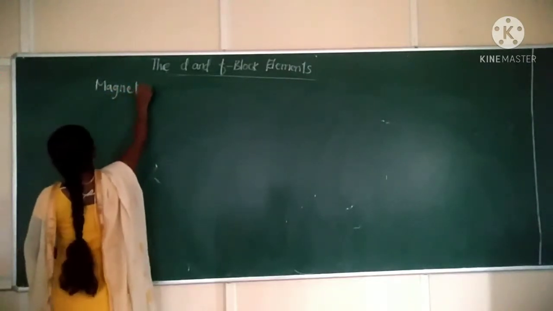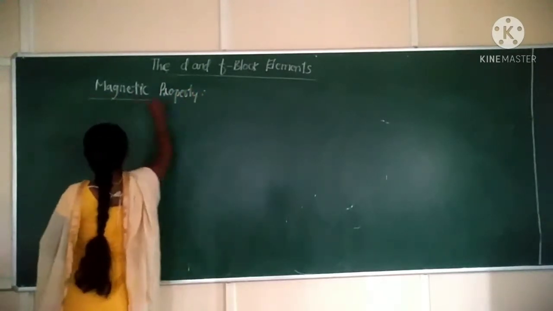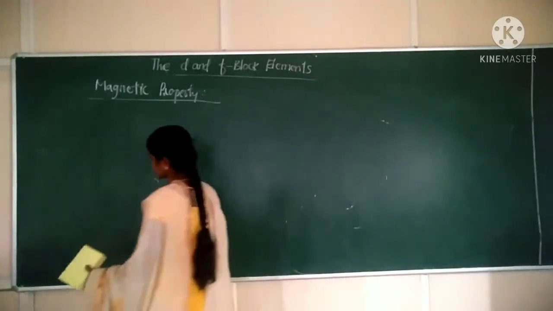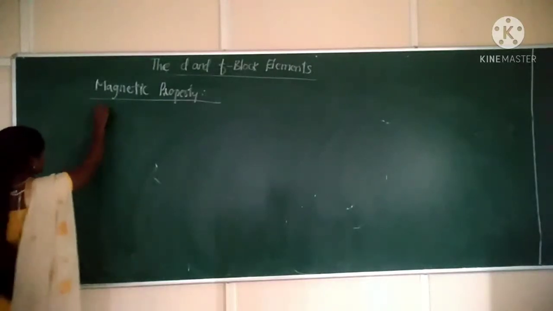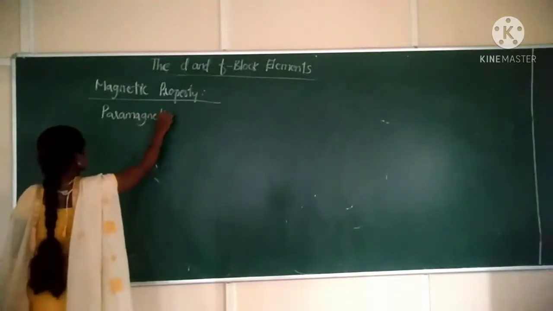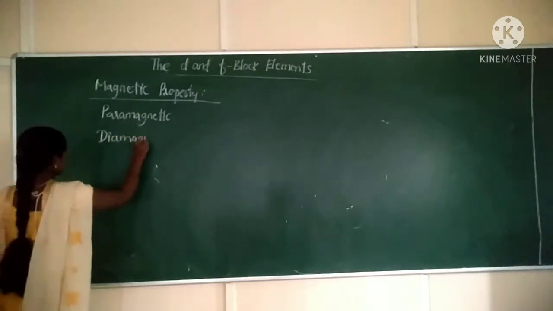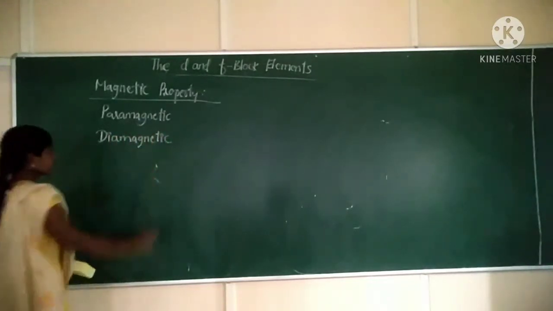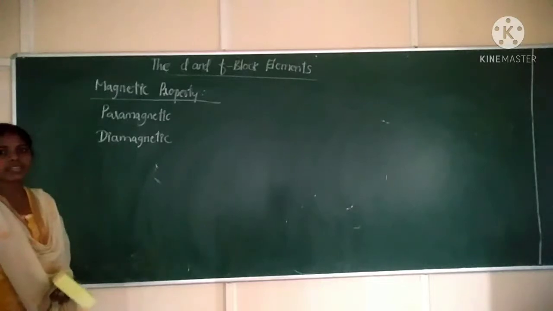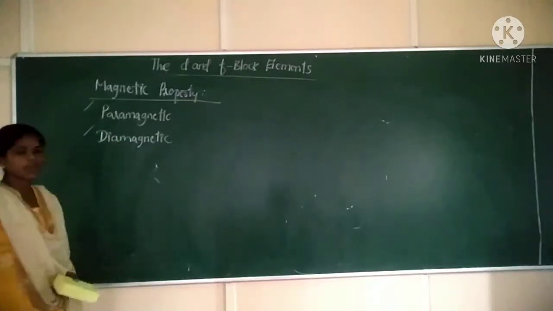Magnetic property. Okay. So the d-block elements show magnetic properties. Generally we observe two types of substances. What are those substances? One is paramagnetic, the other one is diamagnetic. Still we can observe ferromagnetic and antiferromagnetic substances too, but for your syllabus we have only paramagnetic and diamagnetic substances.